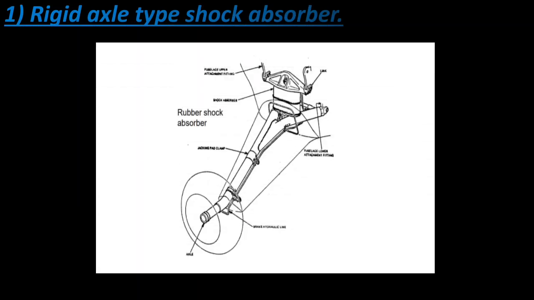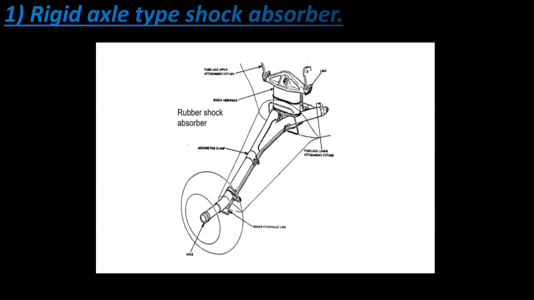So the first one is the rigid axle type shock absorber. As you can see in this picture, here is the rigid axle type shock absorber. Rigid axle shock absorbers were used early in aviation history and relied predominantly on two areas of shock absorption. The first area of shock absorption is the axle that the tires are fitted to.